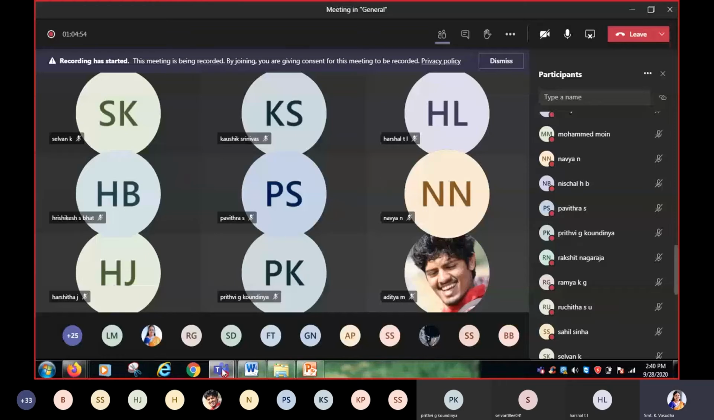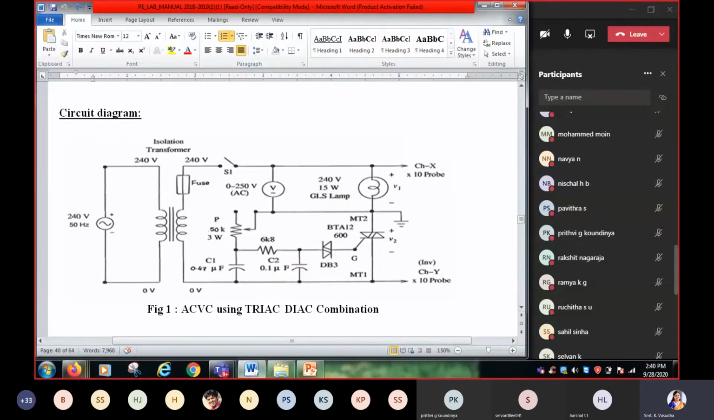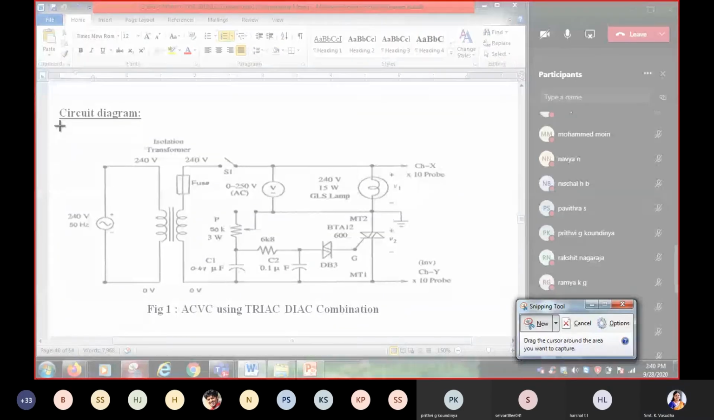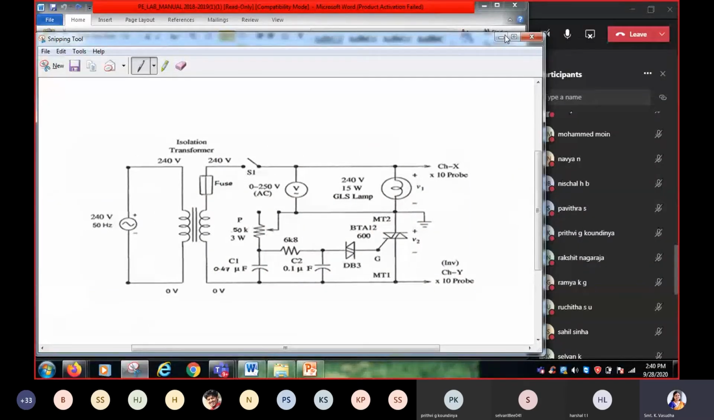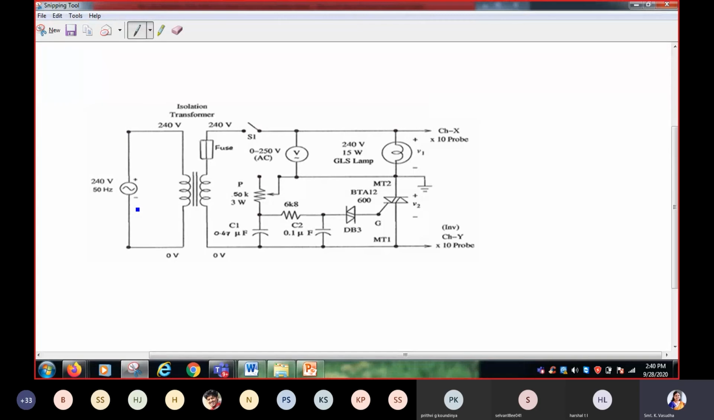Okay, let's try to do it once again. Right, during positive half cycle, what will happen?